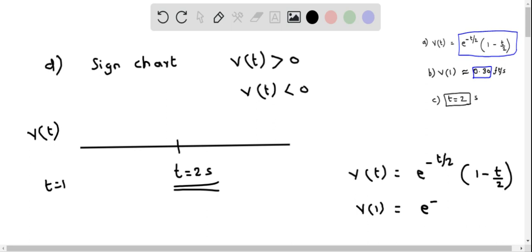This equals e raised to the power of negative 1 by 2 times 1 minus 1 by 2. And we have already determined this v of 1 in part B. So this one is approximately 0.30, which is positive. So here it is positive. We can mark it here.